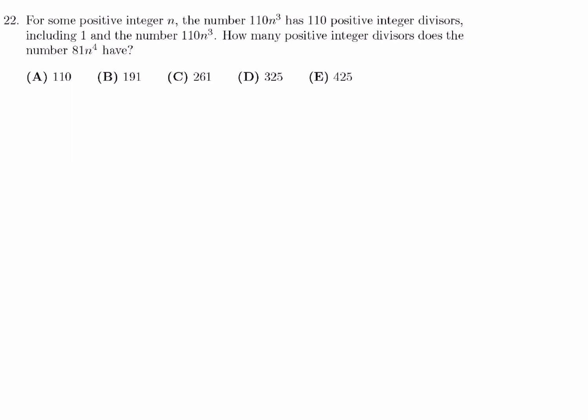Well, anytime you have a number of the form a to the power of x, b to the power of y, c to the power of z, the number of divisors is going to be x plus 1 times y plus 1 times z plus 1. And any similar variation if you had more letters or more exponents. But that's generally how you do it. So what they're saying is that 110 n cubed has 110 positive divisors.